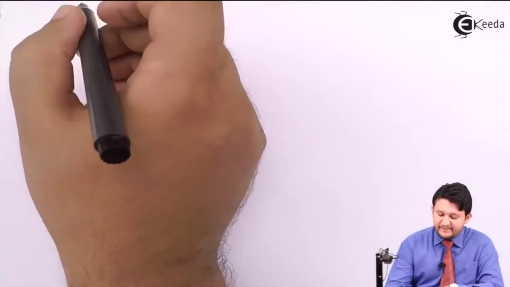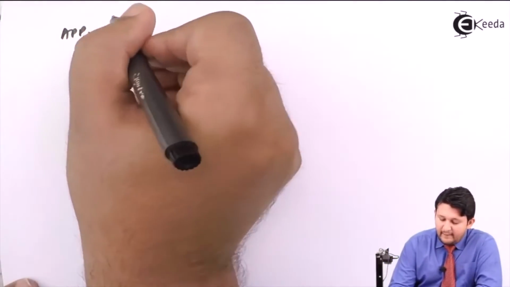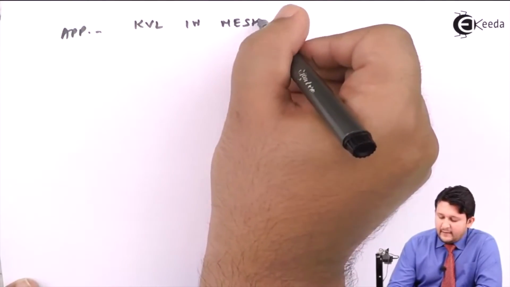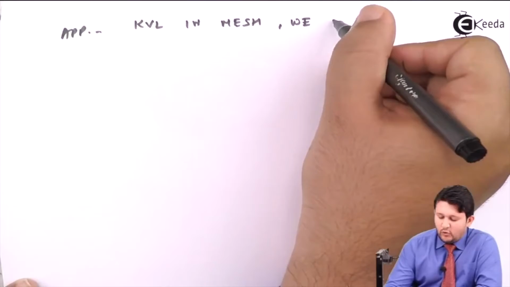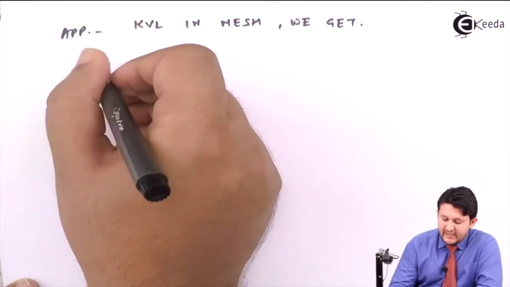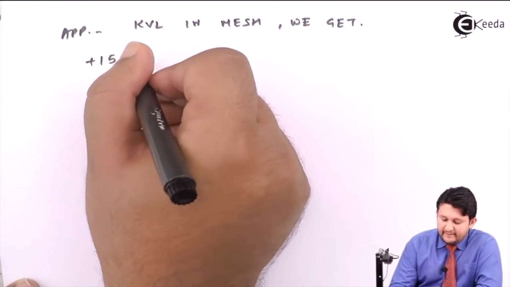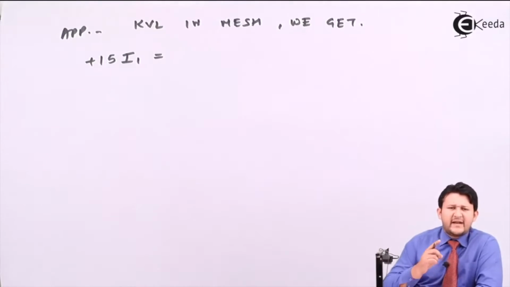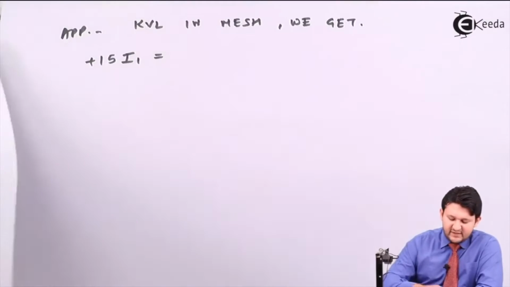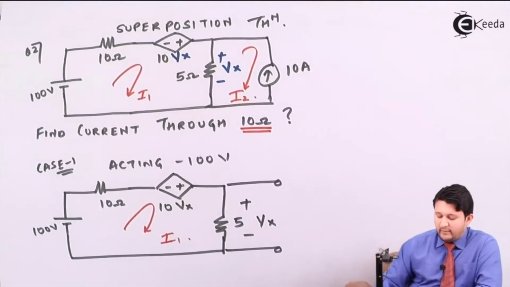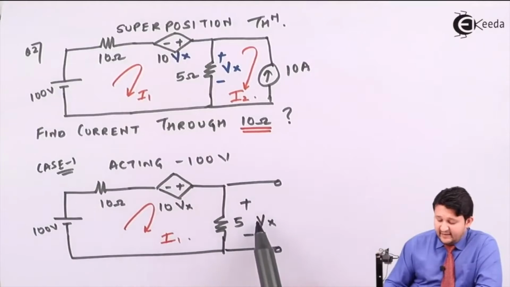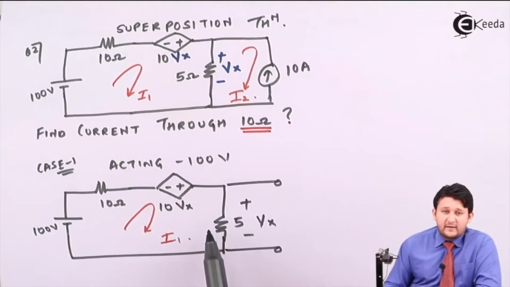Your statement will be: applying KVL in mesh we get. I'm not writing 1, 2 since there is only one mesh. So your equation will be 15 I1 equal to, since there are no other currents flowing through it. When I write equal to, after equal to there should be only voltages. So observe the circuit once again, my dear friend. How many voltages will you be having? You will say 3. First, second and third. Wrong. Just make it sure.